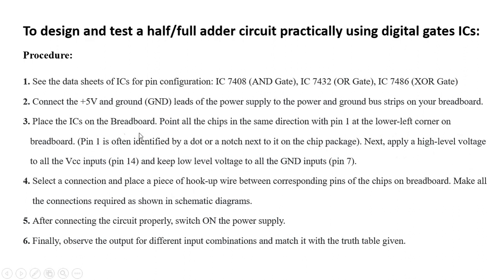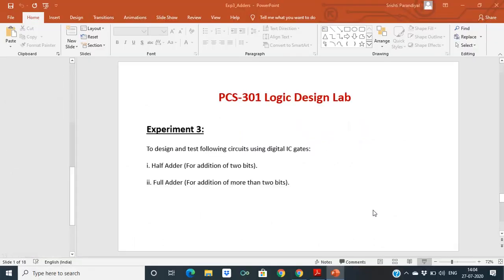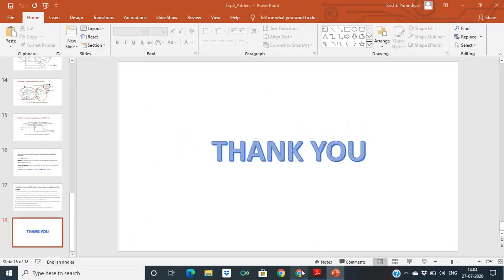Then you will apply high voltage to all pin 14 VCC inputs, and you will ground pin 7 of all ICs. Then you will select a connection and place a hook wire to make the connection. You will make all the connections according to the schematic diagram, and after connecting the circuit properly, you will switch on the power supply. Finally, you will observe the output for different input combinations and match it with the truth table given. So let's perform this experiment.